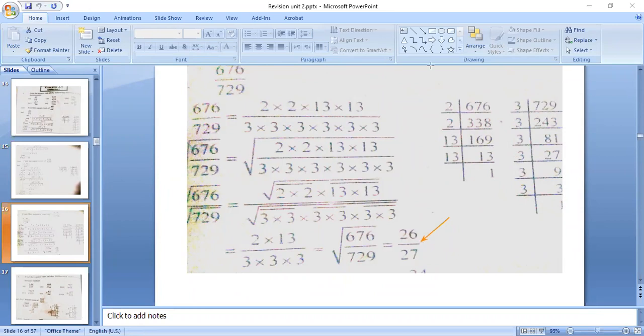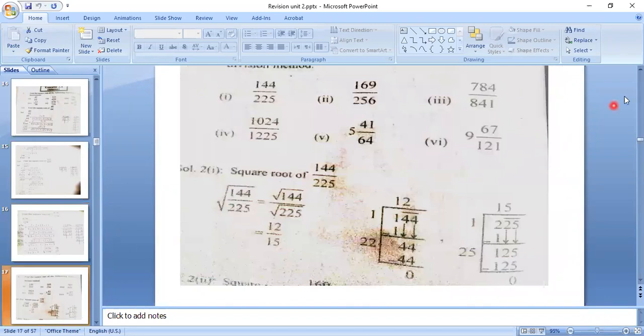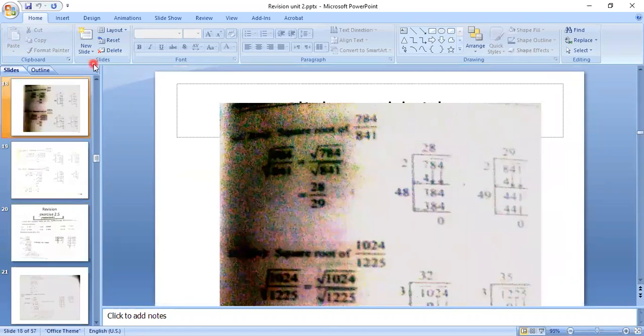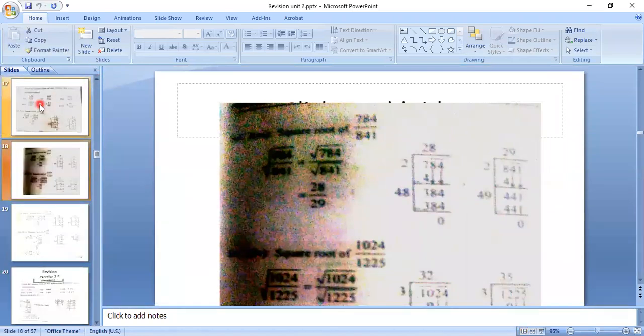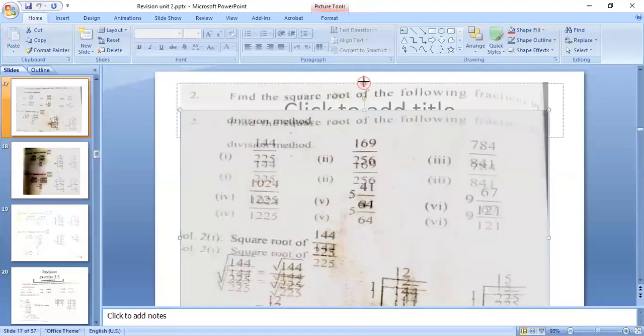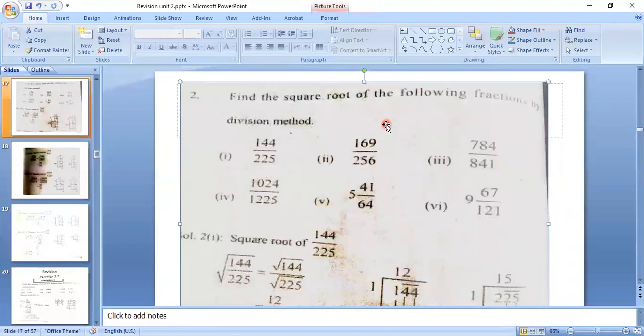Now we will use the division method, and let us see how we solve the division method. We use the division method for finding the square root. This is a question. Find the square root. Question number 2. Find the square root of the following fraction by division method.